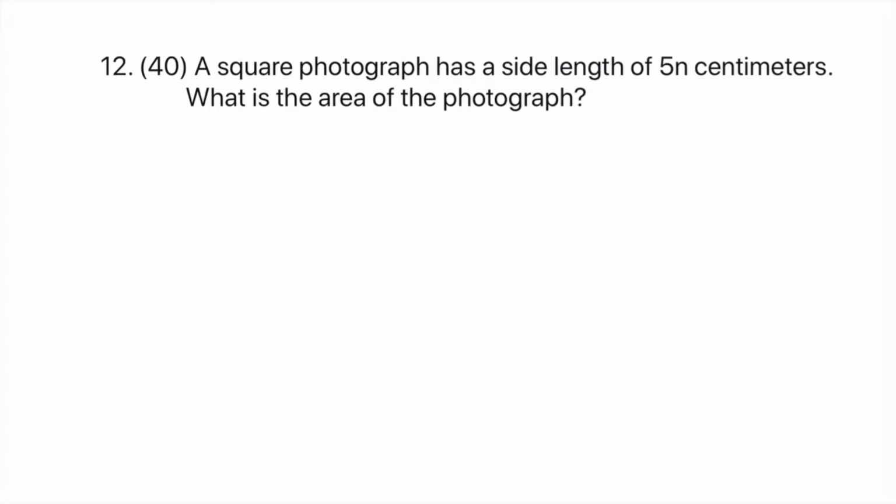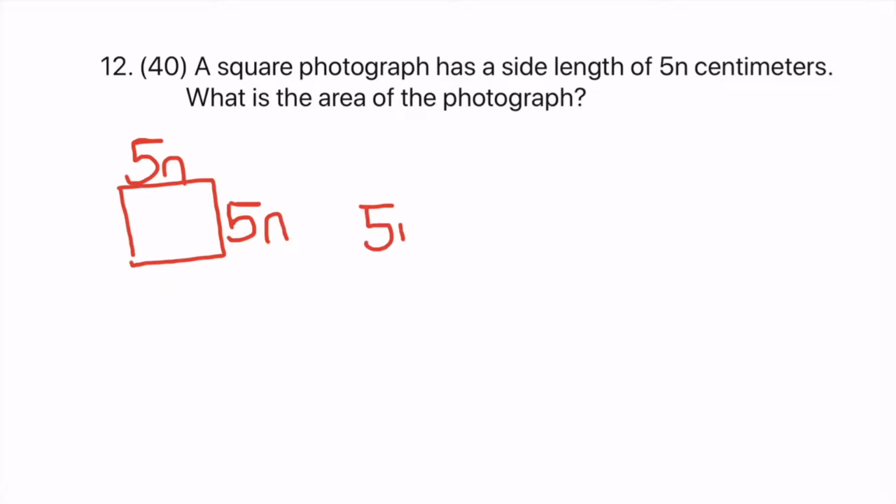Number 12 is from lesson 40. A square photograph has a side length of 5n centimeters. So if we have a square, we know all the sides are the same, so length and width are both 5n. What is the area of the photograph? So this is basically just 5n times 5n, or 5n squared.